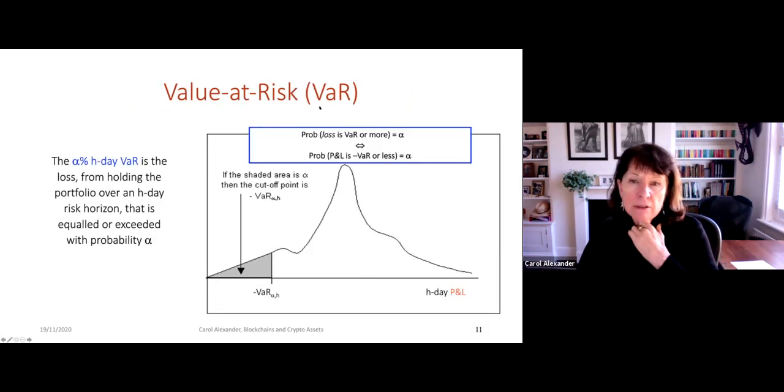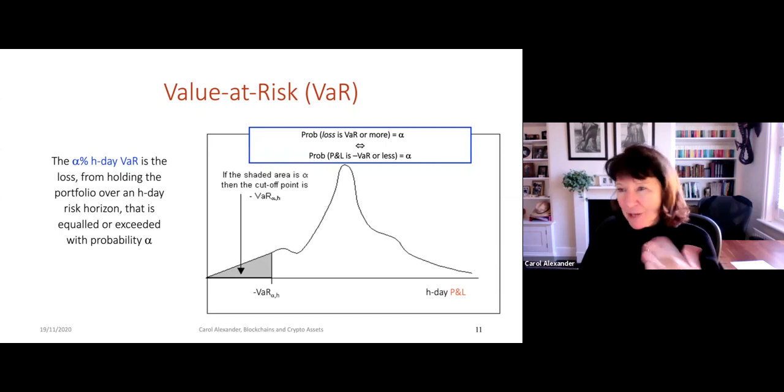Okay, so now I'm going to be talking about value at risk. And those of you who are doing my financial risk management module will find this bit very straightforward, because this was already the fundamental part of the market risk part of the module. So what I've drawn in this diagram here is a very wiggly distribution for the H-day profit and loss. So the units will be dollars or something like that. So the profit is on the right and the loss is on the left.